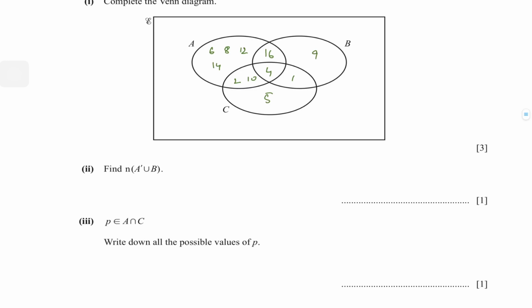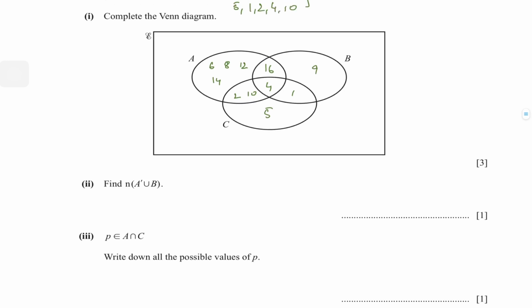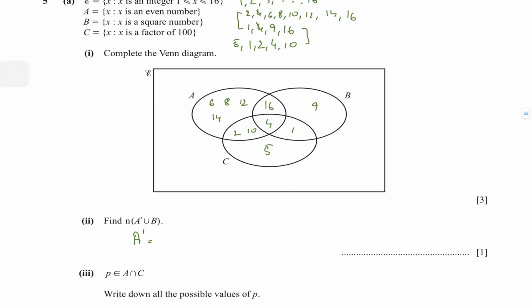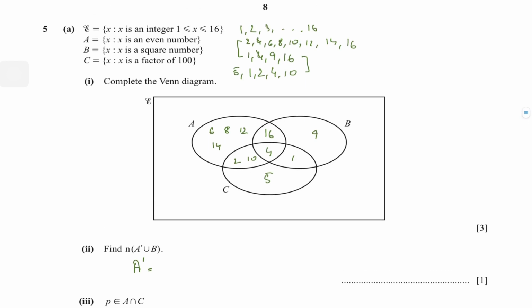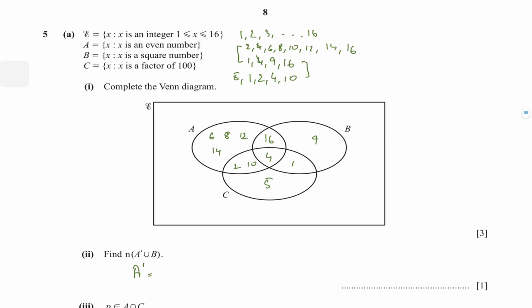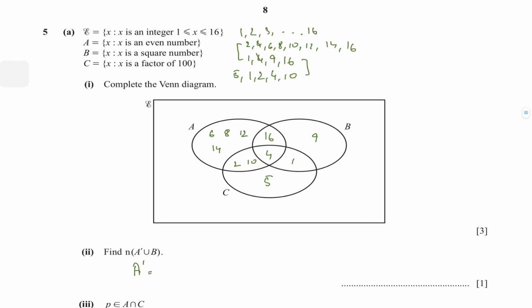Okay, so now let's do part 2, which says find A complement union B. A complement means everything except for set A. Actually, I just missed out one thing, and that is all the elements outside of A, B and C, so that means inside the universal set. So we have 1, 2, we don't have 3, we have 4, 5, 6, we don't have 7, and then it's going to be 8, 9, 10, 11, we have 12, we don't have 13, we have 14, we don't have 15, 16 is considered, oh actually it doesn't go beyond 16.